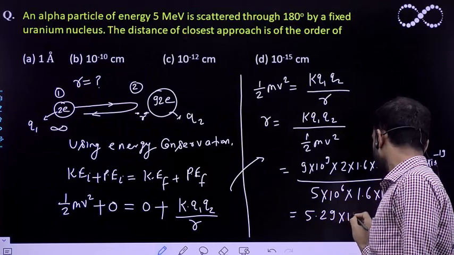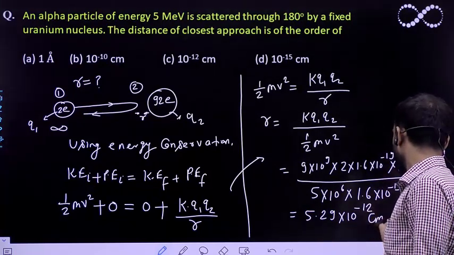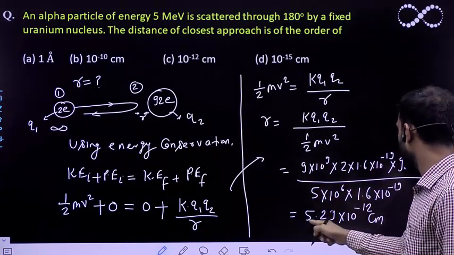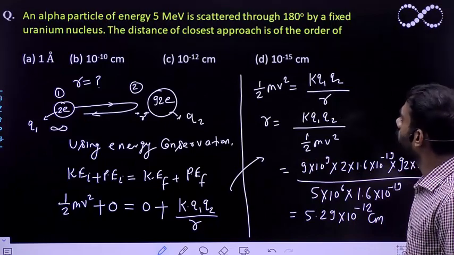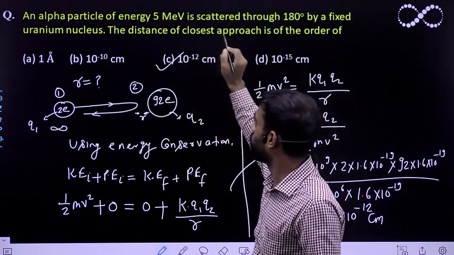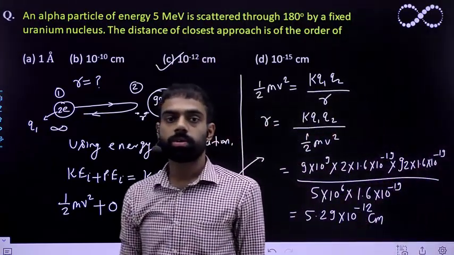If you do the calculation of all this, you will get 5.29 into 10 raised to power minus 12 centimeter. You can easily do the calculation and get this answer. So the order is 10 to the power minus 12 centimeter. So option C is correct. Okay students, I hope you understood this question.